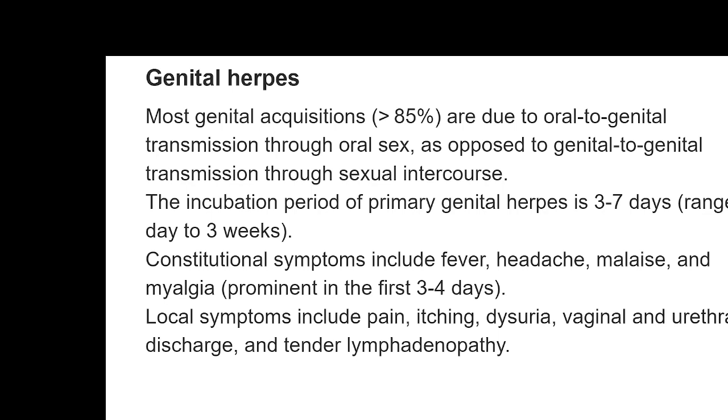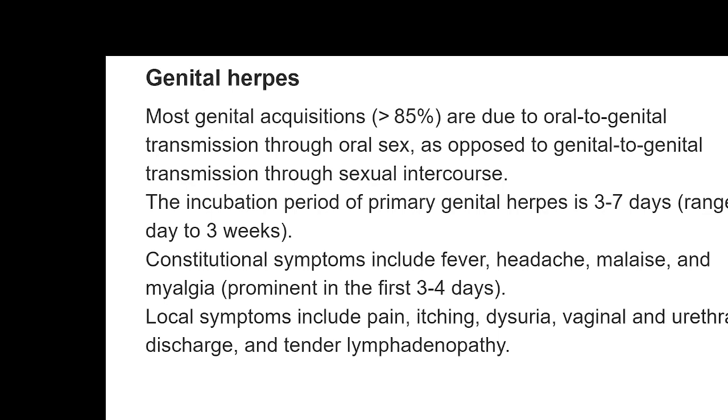Natural, normal sexual intercourse has a lesser chance of transmission, whereas if there is oral to genital contact, that can increase the chances of genital herpes. This is about the history. The incubation period of primary genital herpes is about 3 to 7 days. The range is 1 day to 3 weeks.